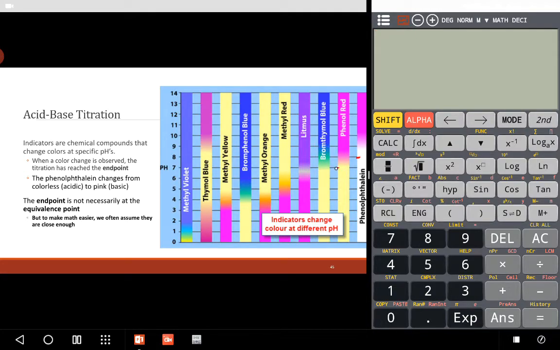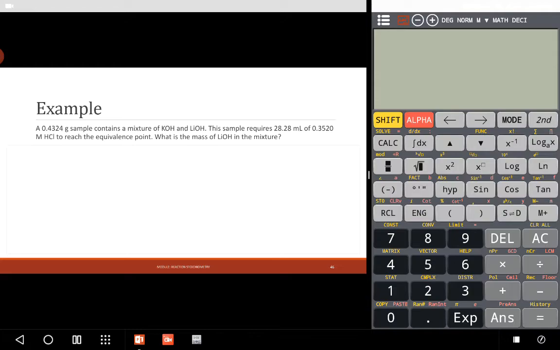And then there are other indicators that also undergo a color change at different pHs, so that you can select an indicator that changes around the correct pH for your particular reaction. To make math easier, we're going to assume that the end point is at the equivalence point, but it isn't really. So here's an example of the type of math that's possible using a titration.